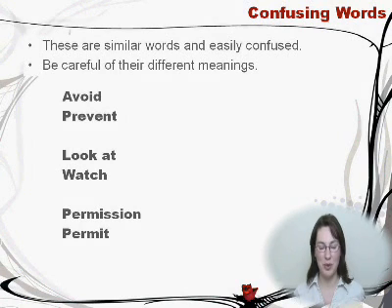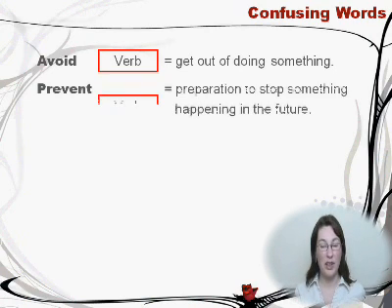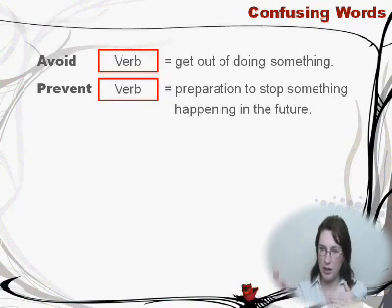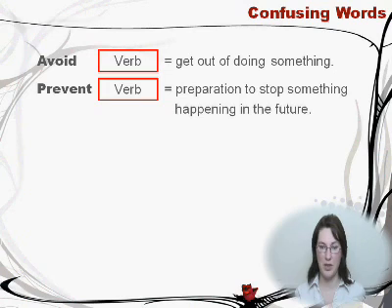Okay, let's start with the first one, which is avoid and prevent. Avoid is a verb and it means to get out of doing something. So it's usually when you don't want to do something and you try to get out of it. You don't want to do it. The next one, prevent, is also a verb and it means preparation to stop something happening in the future. So here you're thinking about the future, but now you're doing something so that it doesn't happen in the future. So you're preparing in advance.